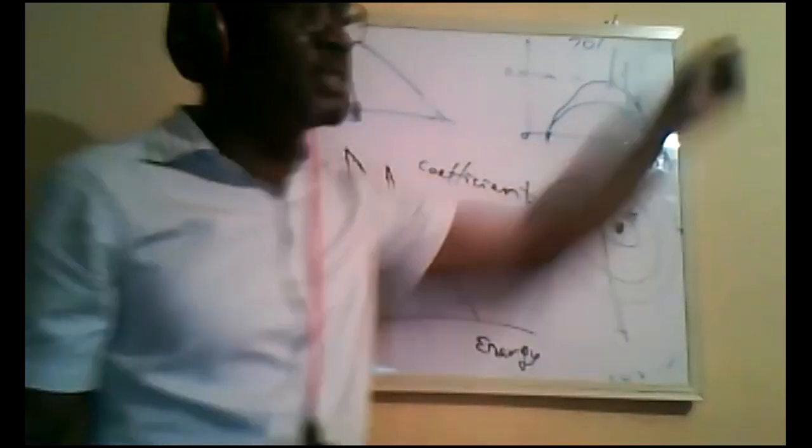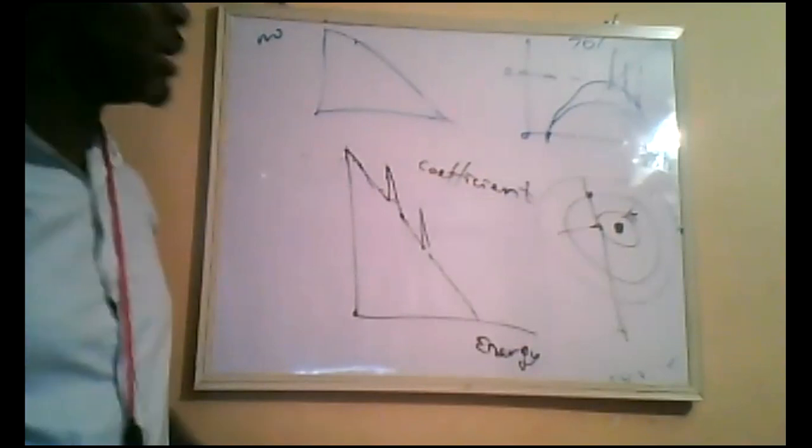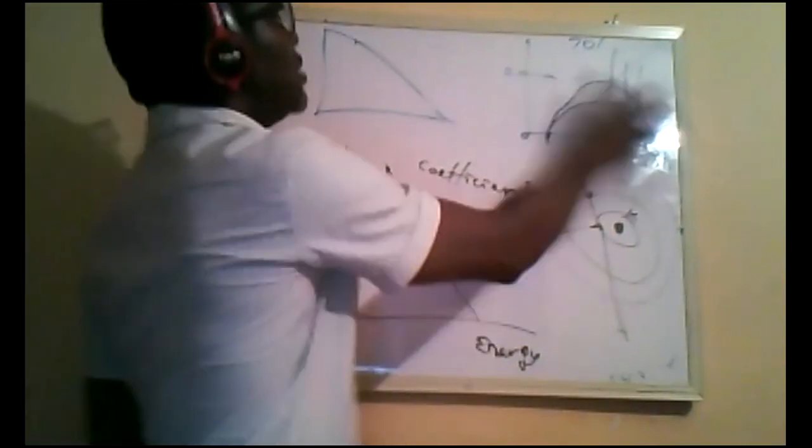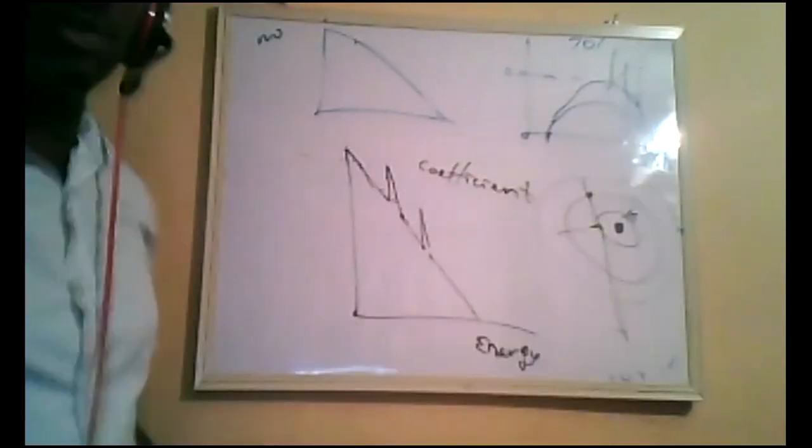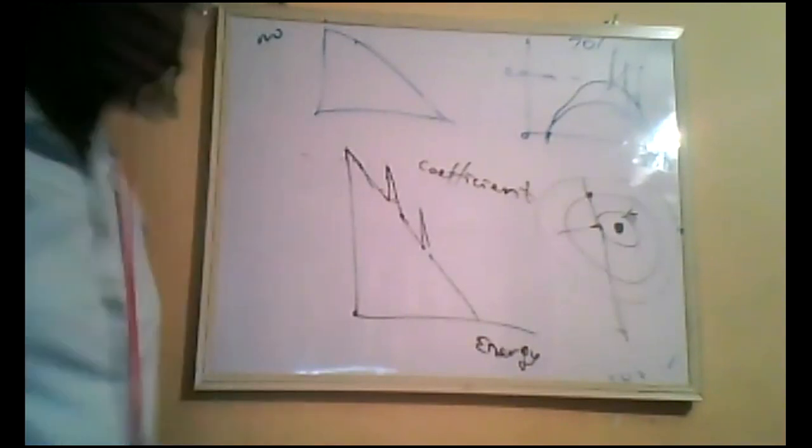Thank you, sir. You're welcome. Actually, this is the characteristic portion, the characteristic X-ray portion, whereas this other one is the Bremsstrahlung portion of the X-ray we are getting from the tube.